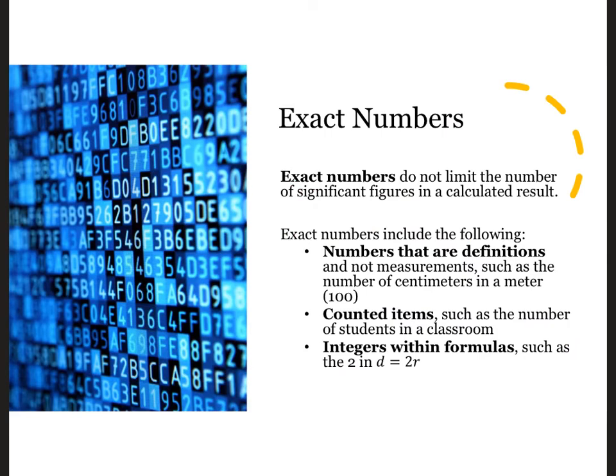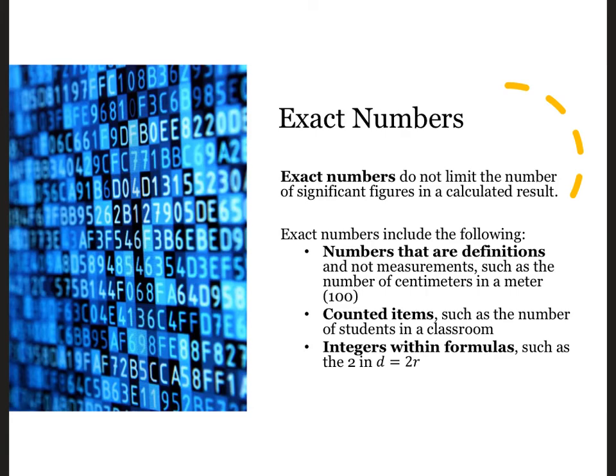While counting significant figures, or sig figs as we often call them, we need to recognize that exact numbers are not used to determine how many digits to report. Exact numbers include numbers that are definitions, such as the 32 in the temperature conversion formula going from Fahrenheit to Celsius. Counted items are exact numbers, and integers and formulas are exact numbers.